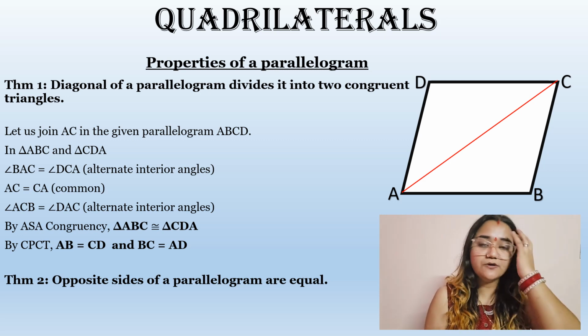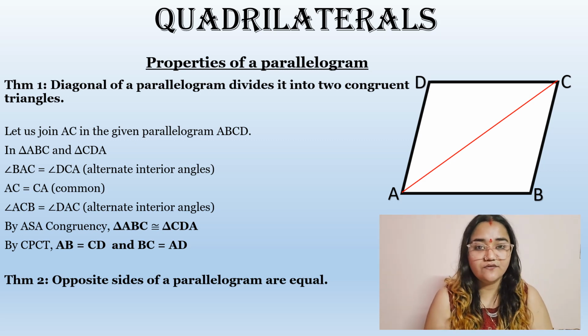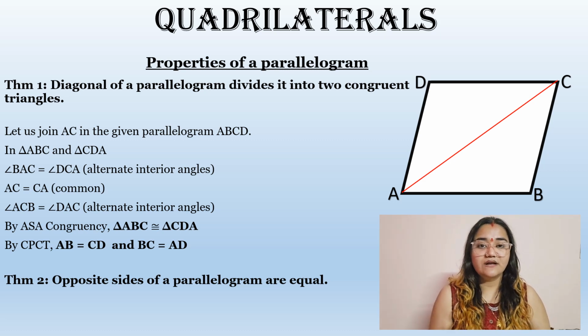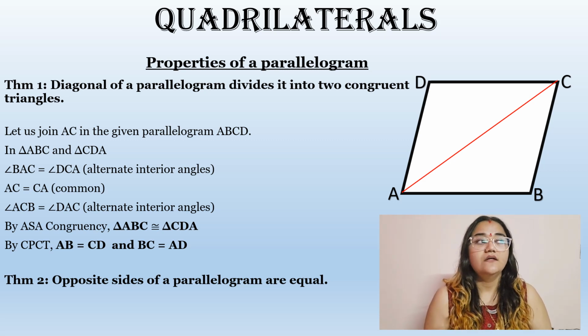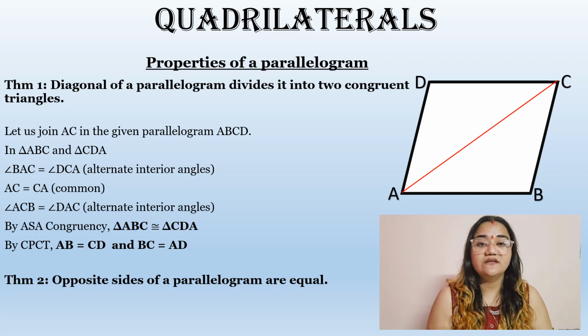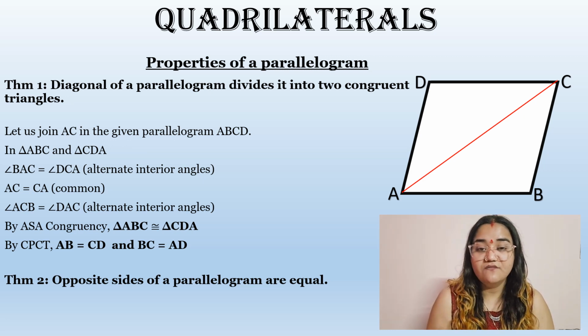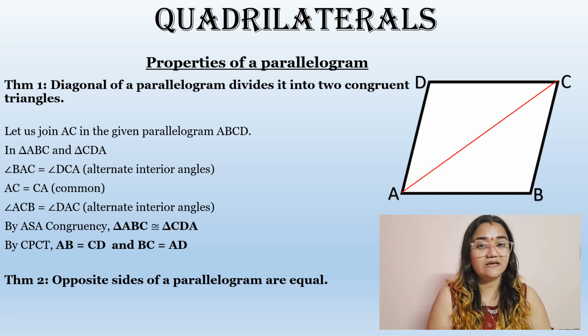To prove this property, we will join any one of the diagonals. So let us join AC in the following parallelogram. So now our parallelogram is divided into 2 triangles, that is triangle ABC and triangle CDA. Now what we have to keep in mind is whenever we prove congruency, we have to keep the names of the triangles exactly corresponding so that corresponding sides coincide with each other.